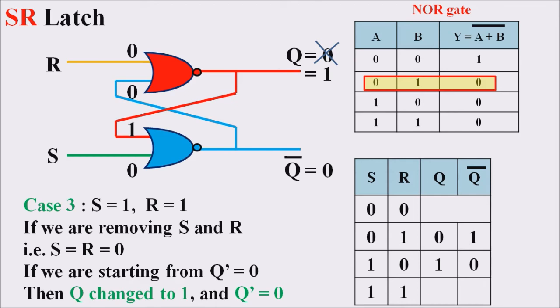So my dear students, according to this consideration, this 1, 1 condition, that is S is equal to 1, R is equal to 1, or this case 3 condition, is always a contradictory condition. That's why this condition is not used in a digital electronic environment.